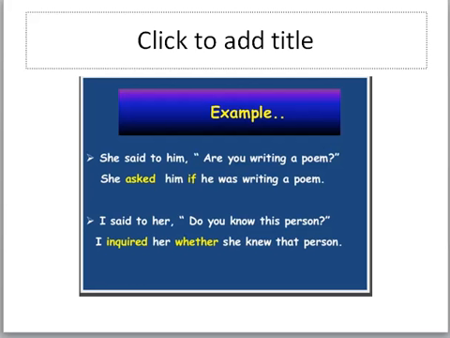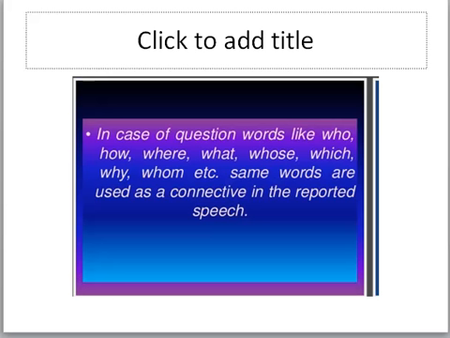The second example is, I said to her, do you know this person? I inquired of her whether she knew that person, right? So this is how interrogative sentences are changed into indirect speech. In the case of question words like who, how, where, what, whose, which, why, whom, the same words are used as a connective in the reported speech, right? In the case of yes-no questions, you use if or whether, and the reporting verb is changed into ask or inquire. However, in the case of WH questions, the same words are used as connectives.